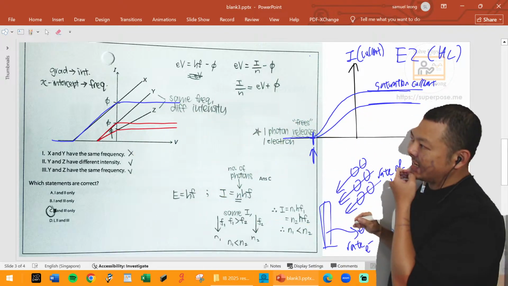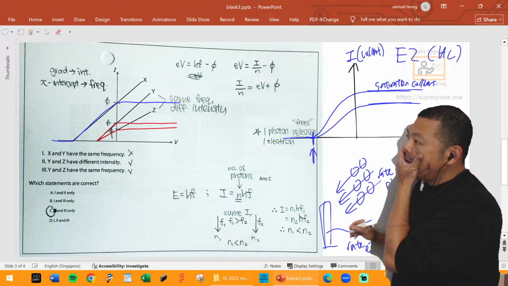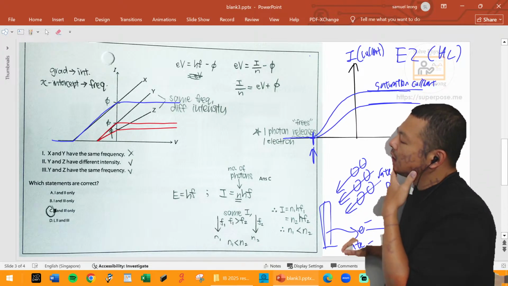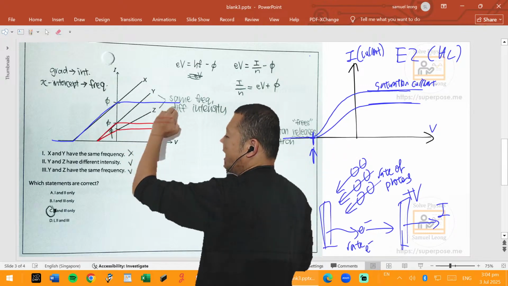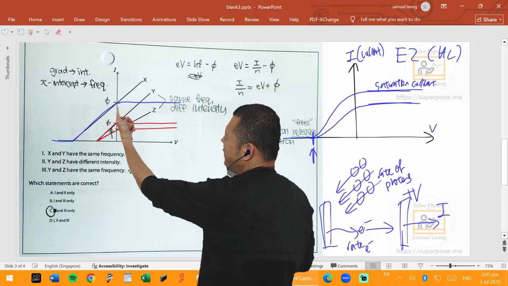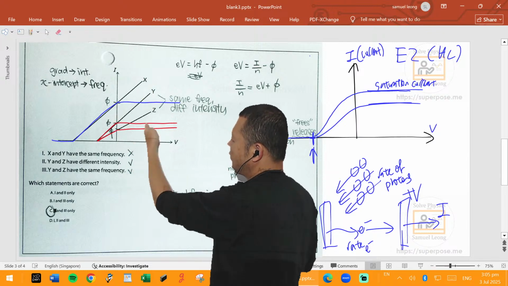At least they should have drawn it like this. You get anything? So they should draw a flat line after. If you draw indefinite lines like this, X, Y, and Z going up like that, you know what that means?